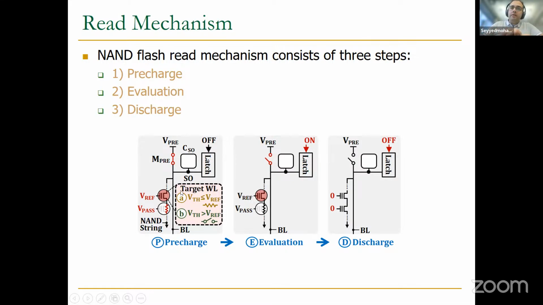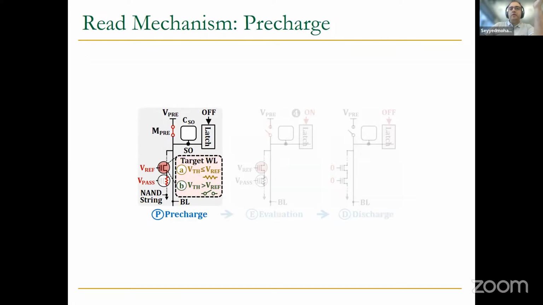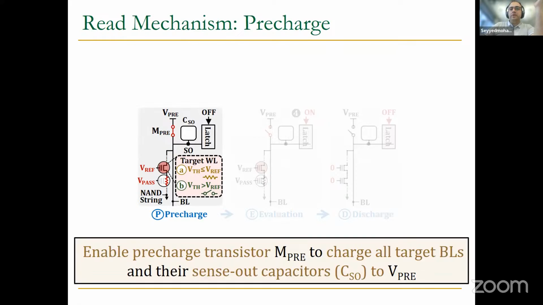But this part is kind of new for you because it shows how we can sense the current in the bitline. At the first step, which is pre-charge, you need to enable the pre-charge transistor to charge all target bit lines and their sense-out capacitors. So you activate this transistor, which is connected to voltage V pre, and it's going to charge the bit line and also this capacitor to V pre.